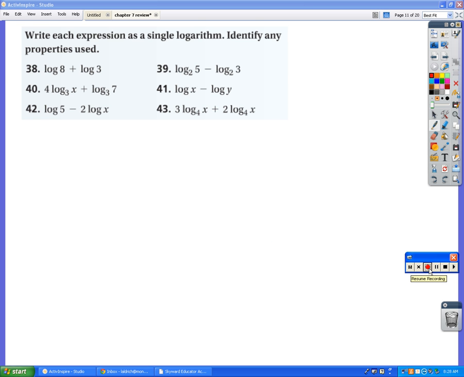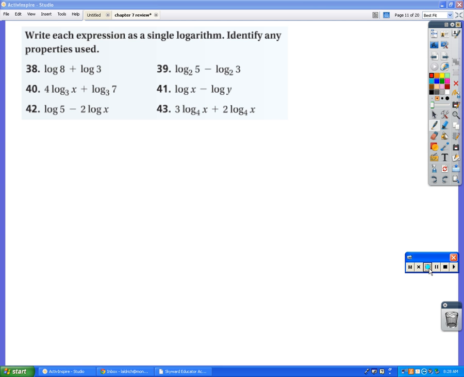So we're going to finish this up together today, and then I'm going to give you an assignment to work on your own that will serve as a practice test, okay? All right, so now we are taking the logs and combining them into one, okay?